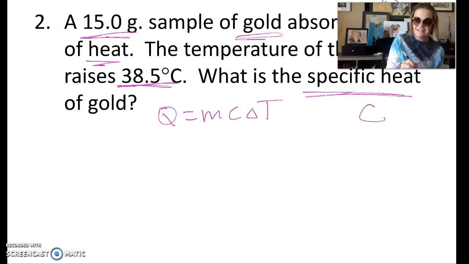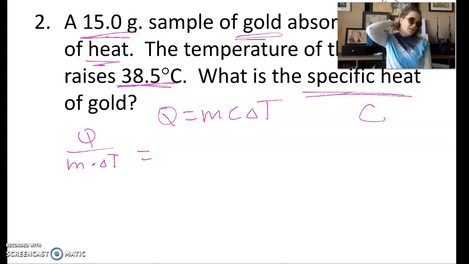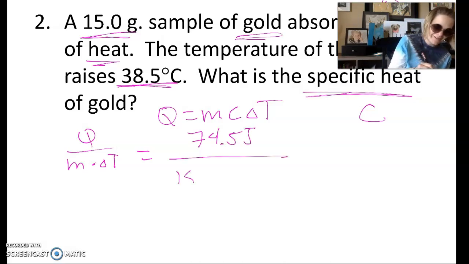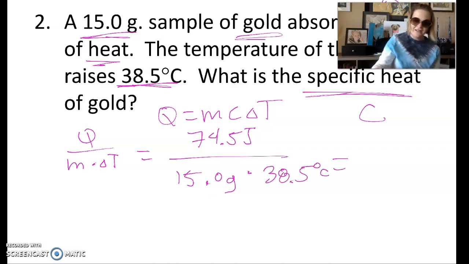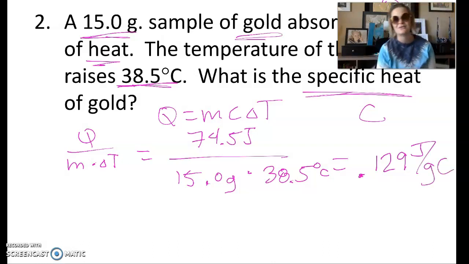If I solve to get C by itself, I'm going to do Q divided by the mass times the change in temp. So the energy should be in joules because C, the constant, usually is joules per gram Celsius. So I'm going to keep it as 74.5 joules, and I'm going to divide it by the 15 grams times the 38.5 degrees Celsius. And so I get as my answer 0.129 joules per gram Celsius with 3 sig figs.